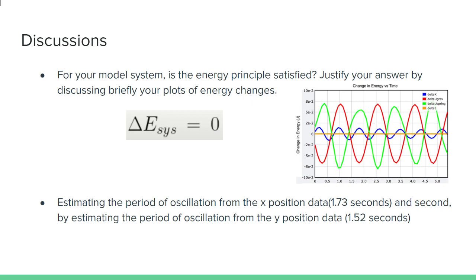And here I calculated the period of oscillation for both the x and y axes. This is done by looking at the x and y position data and finding the time it took to get from one peak to the other. The x position oscillation period was about 1.73 seconds, and for the y position it was about 1.52 seconds. Such difference in the period of oscillation may be due to the drag force that is not taken into account.